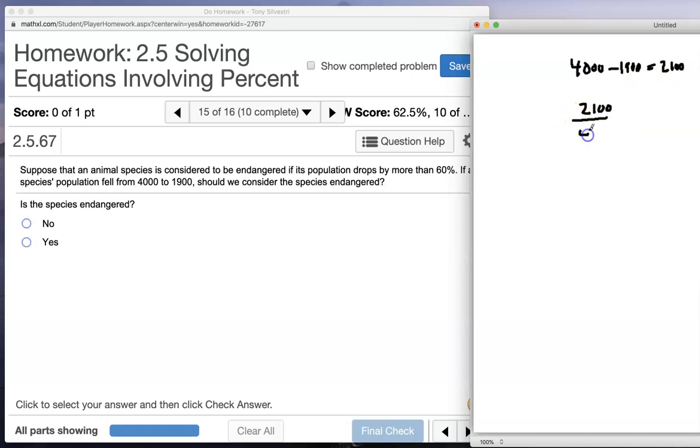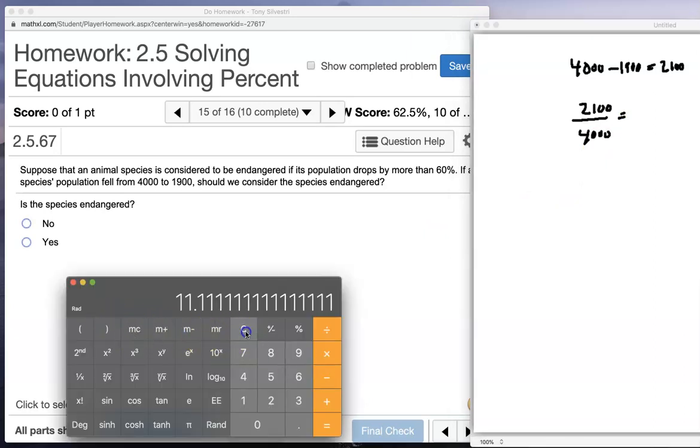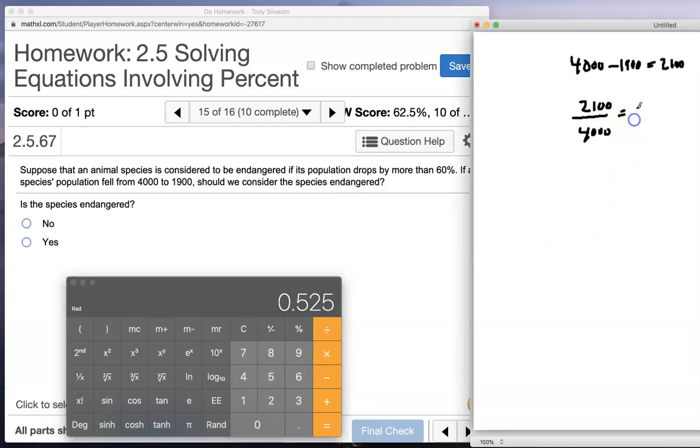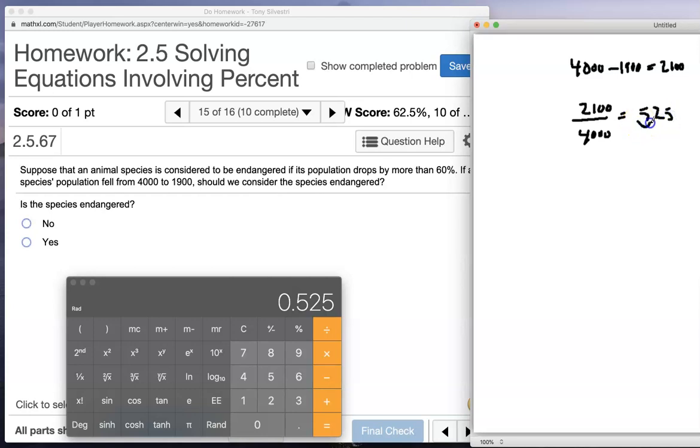2,100 divided by 4,000. That's the percentage drop. I calculated the drop, so 2,100 divided by the original value. Let's see what that's equal to. Where's my calculator? Okay, clear it. 2,100 divided by 4,000 equals 0.525. Move the decimal point over.